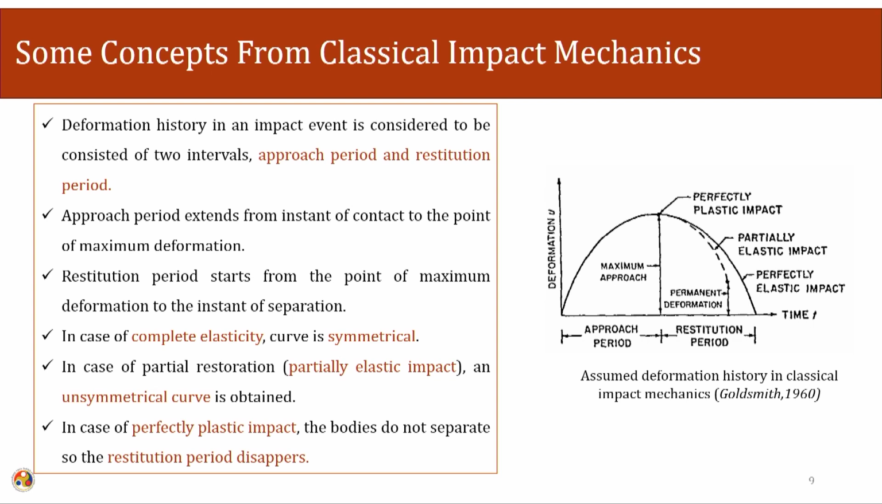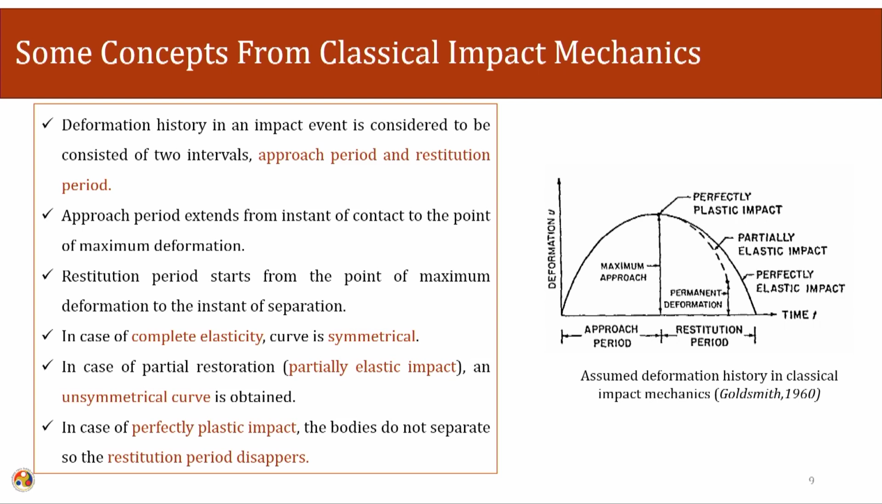In case of complete elasticity, this curve is symmetric. It means that the force time history curve will be a Gaussian curve, a symmetric curve. In case of partial restoration, meaning some sort of permanent physical deformation has taken place, or it is a partially elastic impact, where the initial part was elastic and the other part was plastic, we obtain an unsymmetric force time curve. In case of a perfectly plastic impact, the body does not separate, so there is no restitution period.